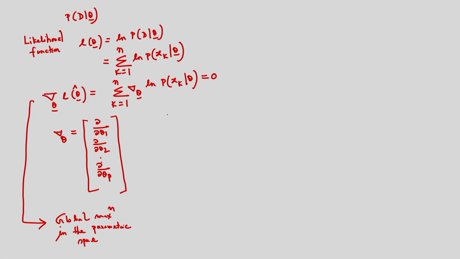From this equation I can determine the parameters. This is a parameter vector. So I can determine theta 1, I can determine theta 2. In case of the normal distribution, this is the mean vector, and also the covariance matrix I can determine. So what is theta? The theta is nothing but the parameter vector theta 1, theta 2, theta p transpose.